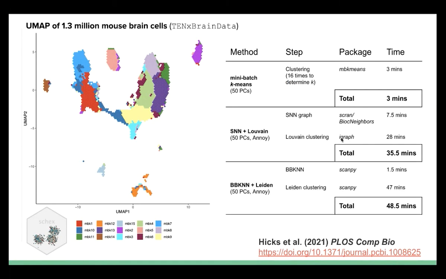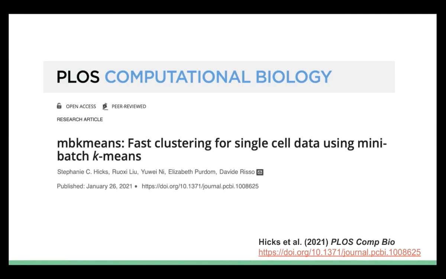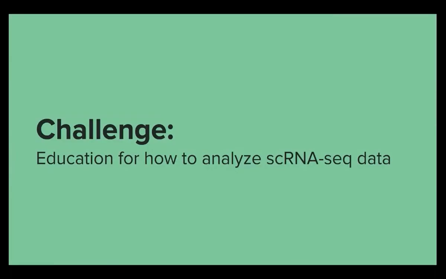We also compared this to the state-of-the-art SNN, shared nearest neighbors, plus Louvain clustering within the Bioconductor framework, and BBKNN with Leiden clustering within the Scanpy framework. And these algorithms took a total of 35 minutes and 48 minutes, respectively, thereby demonstrating significant savings in time using mini-batch k-means. If you want to know more about our package, I encourage you to check out our publication in PLOS Computational Biology. All right.